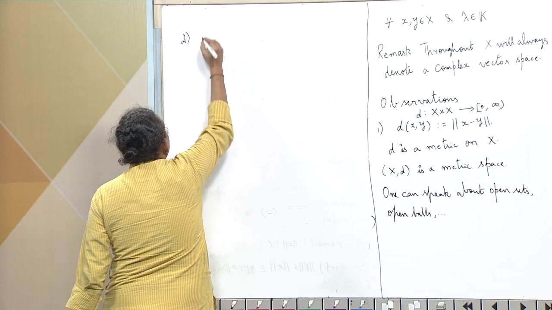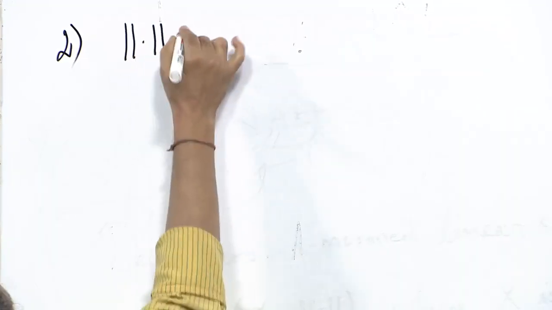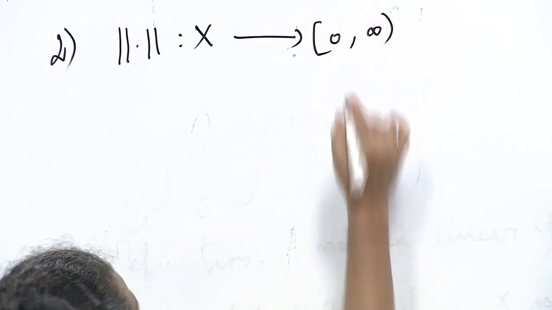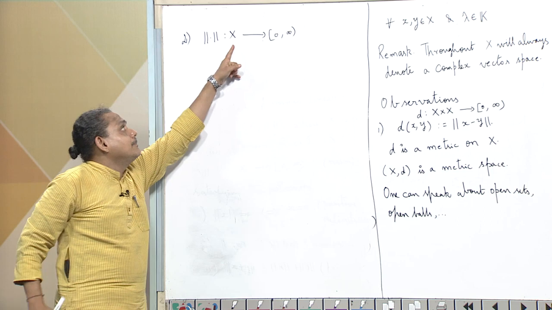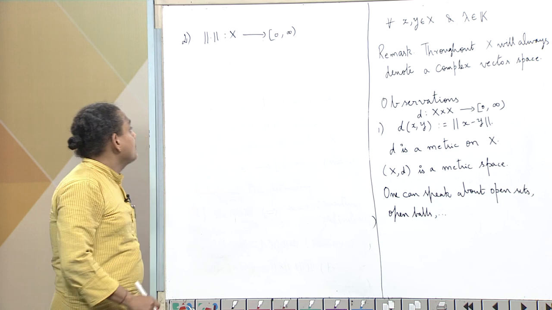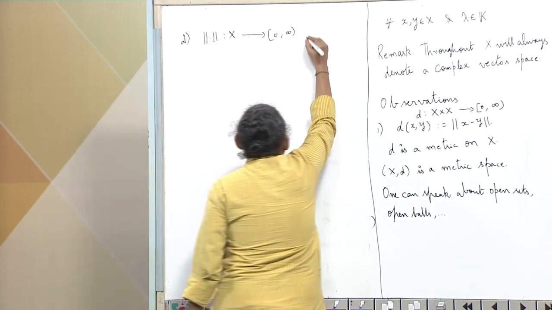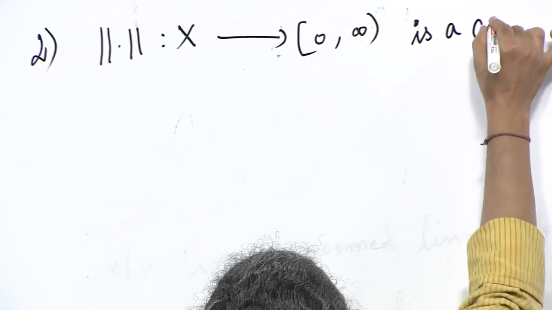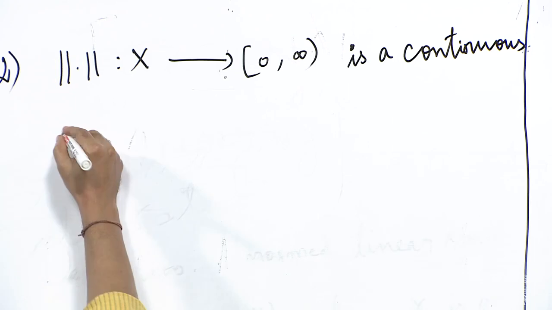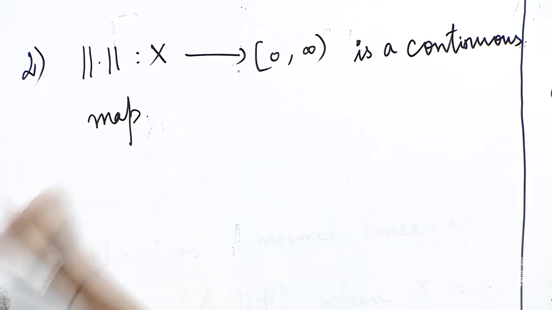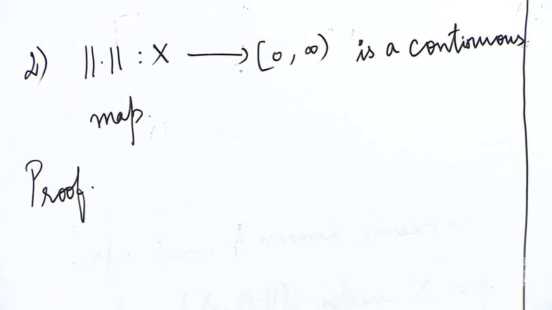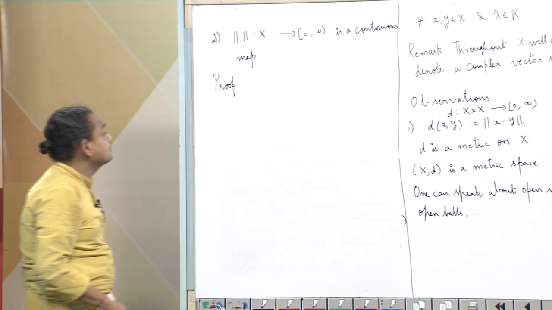The second observation is that the mapping norm, which we have from X to 0 to infinity. The first observation tells us that there is a metric here, and we know that there is already a metric on 0 to infinity. So, with respect to these two metrics, this is a continuous map. The proof is not a difficult one. The proof runs as follows.